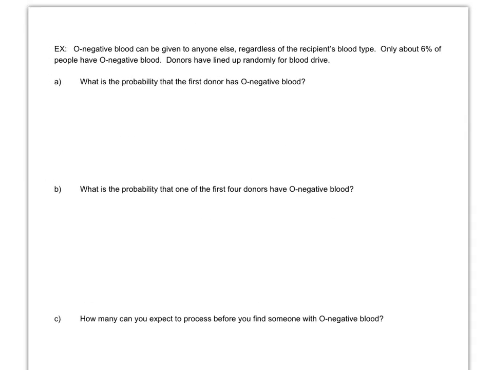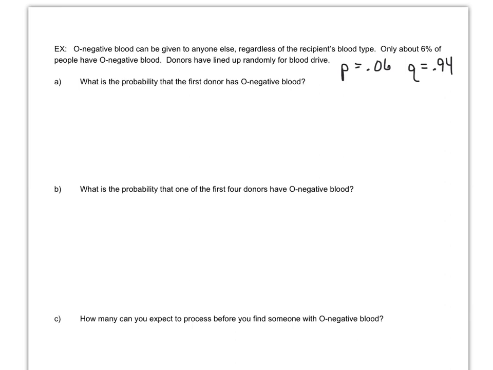Okay, so let's look at some examples. It says O negative blood can be given to anyone else regardless of the recipient's type. Only about 6% of people have O negative blood. So the probability of having O negative blood is 0.06. So the probability of not is, of course, going to be 0.94.